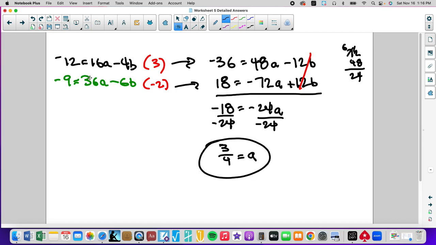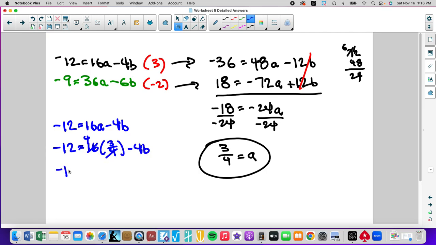And now we can take either of these equations. Let's take the top one, -12 equals 16a minus 4b, and we'll plug in the a, which is 16 times 3/4 minus 4b. Cancel. Negative 12 equals 12 minus 4b. Minus 12, minus 12, negative 24 equals negative 4b. Divide by negative 4, and we get b equals 6.